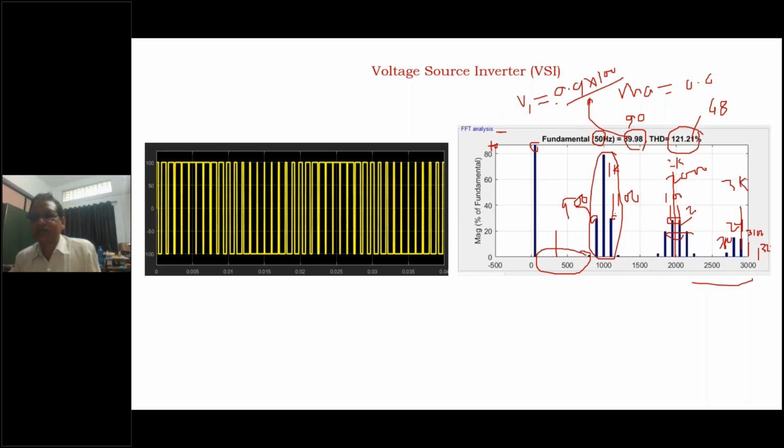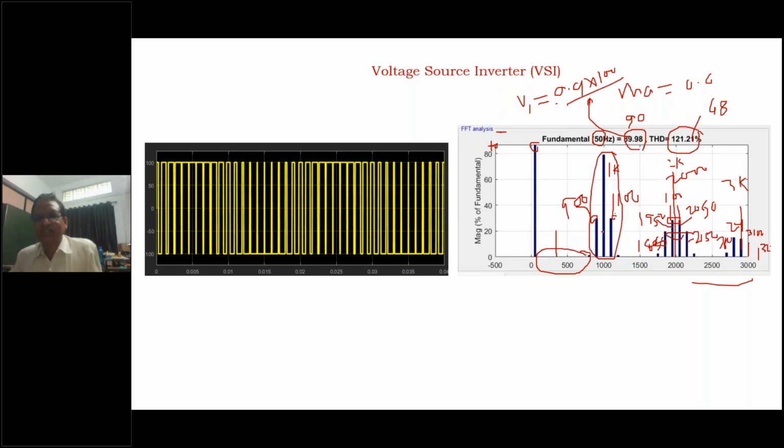So this will be the 2050. Okay, and here you will get 2150. Okay, similarly this side is 1950. Okay, and this will be the 1850. So now these frequencies are available. Okay, now see what happened.